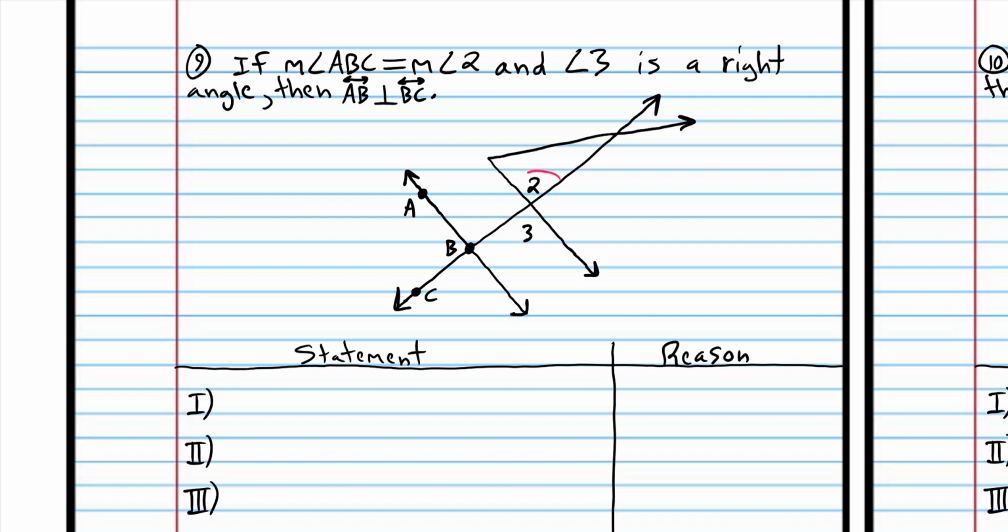Now we're told that angle 2 is equal to angle ABC. So if angle 2 is 90 degrees, that means ABC is also 90 degrees. Now if angle ABC is 90 degrees, that means it's a right angle. And if it's a right angle, then by definition, these lines AB and BC must be perpendicular.